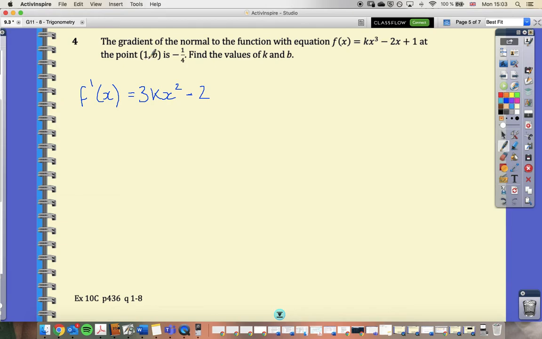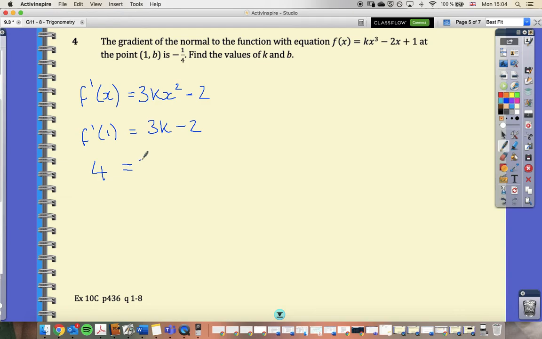Okay, and we'd have the point that this is all happening at, which is x equals 1. We could substitute 1 in, and we'd get this. And this would give us the slope of the tangent. And from that we'd do the negative reciprocal to get the slope of the normal. So if we know the slope of the normal is -1/4, we know the slope of the tangent must have been 4. So when we found the derivative and substituted in 1, we would have got the answer 4.